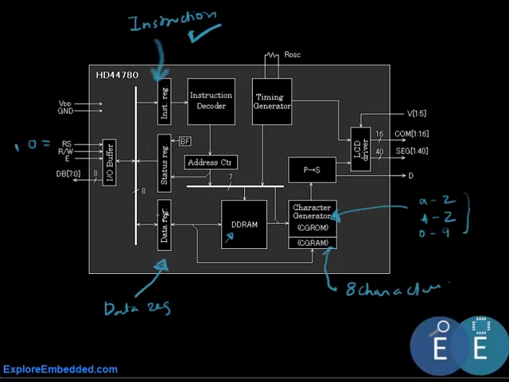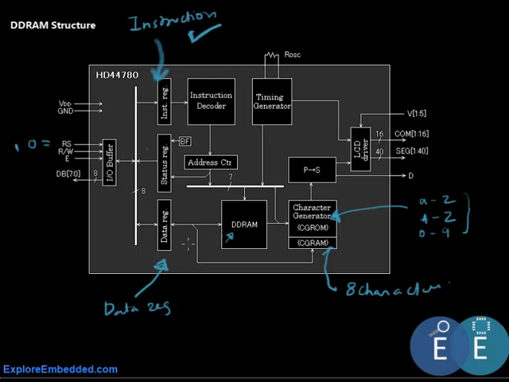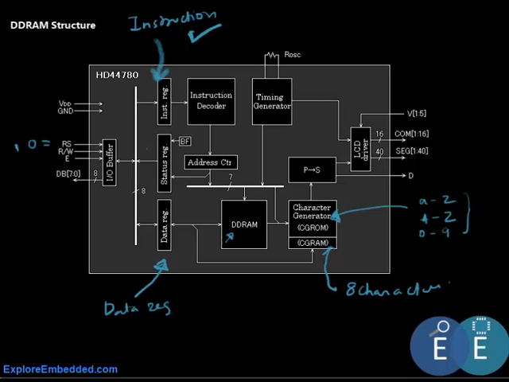Now moving ahead, let us go ahead and look at the data RAM structure. This could answer a lot of our questions. So the controller has 128 bytes of data RAM, but out of these 128 bytes, only 80 bytes are used by the graphics controller. The arrangement of this is very important in order to understand how the LCD displays characters.